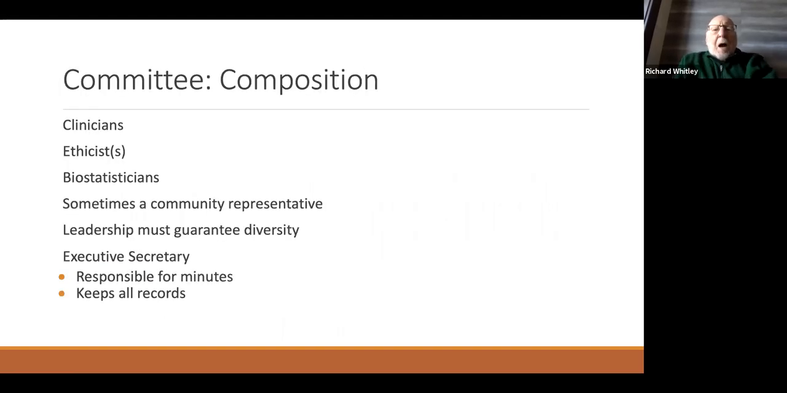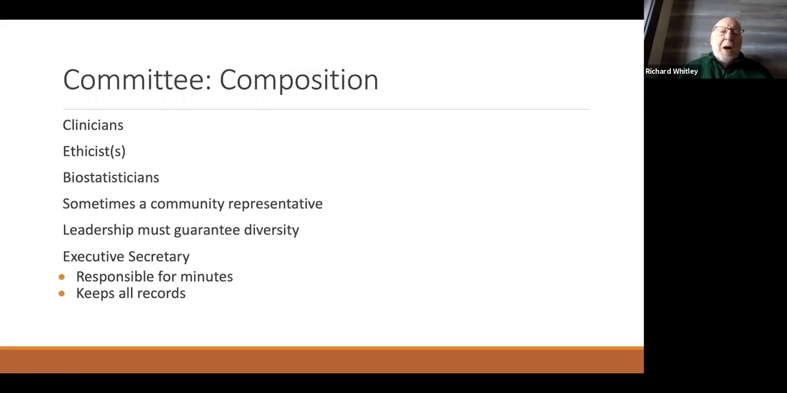Okay, what about the composition of the committee? And this is exceedingly important. As I alluded to, you need to have clinicians familiar with the disease. You also need to have ethicists who can intervene on behalf of the volunteers who participate in the study to ensure that the clinical trial is being performed in an ethical fashion. The role of biostatisticians cannot be underestimated. The way the biostatisticians on the committee function is to ensure that the data that we review is correct as it comes from the sponsor's statistical team.